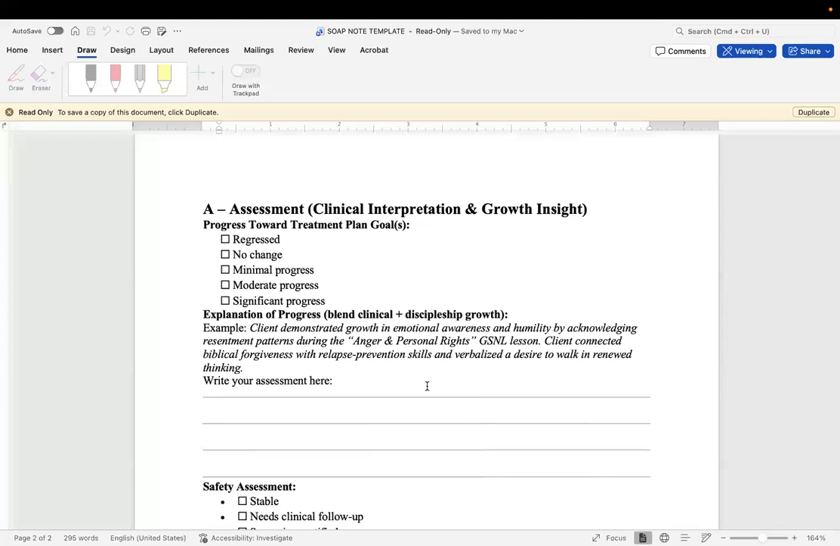What I would see in that is Kate was able to demonstrate growth in emotional awareness and humility by acknowledging resentment during the anger and personal rights lesson. She connected biblical forgiveness with relapse prevention because she recognizes that whenever she's angry, she does things out of spite and out of self-sabotage as opposed to out of thinking it through. Like she's really just being impulsive because she's angry rather than being mature. We're to be mature Christians, not babies in the faith. And so articulating that out.